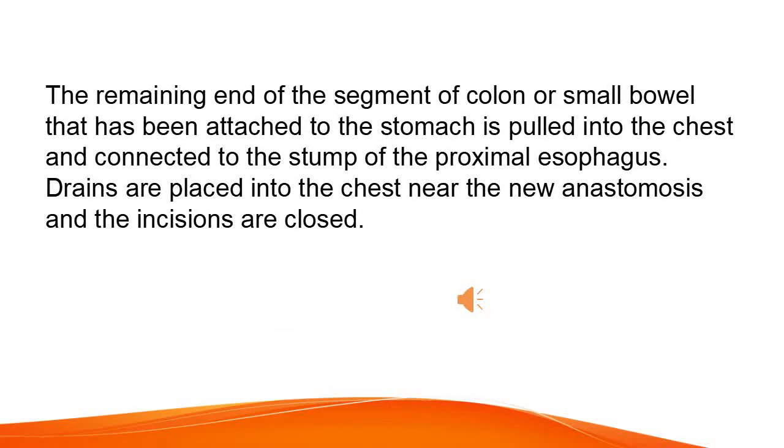The remaining end of the segment of colon or small bowel that has been attached to the stomach is pulled into the chest and connected to the stump of the proximal esophagus. Drains are placed into the chest near the new anastomosis and the incisions are closed.